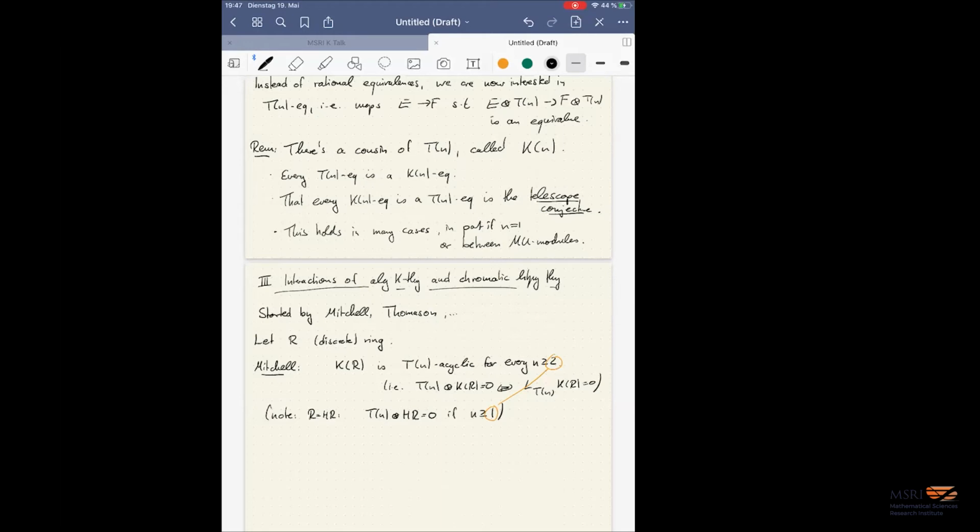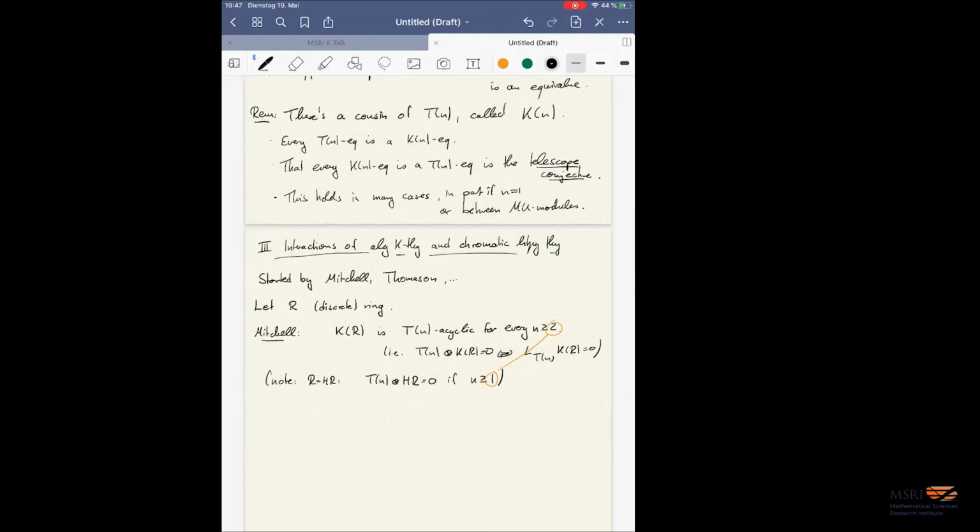So you might be disappointed. These localizations are almost always 0, but for n equals 1, they're actually quite interesting.